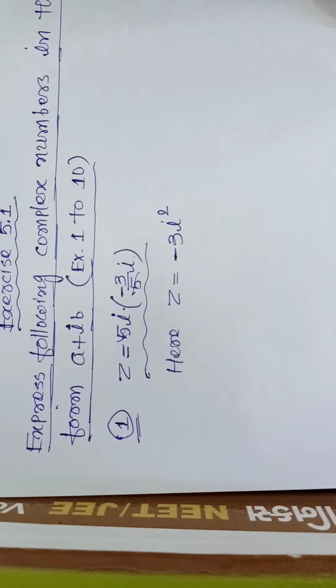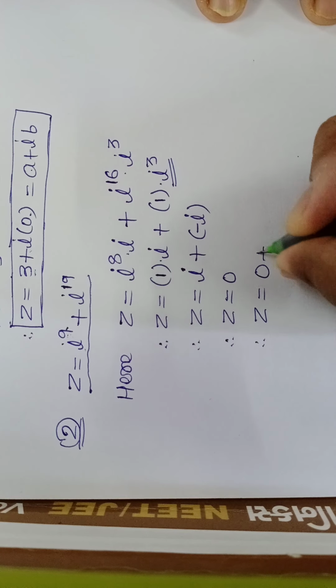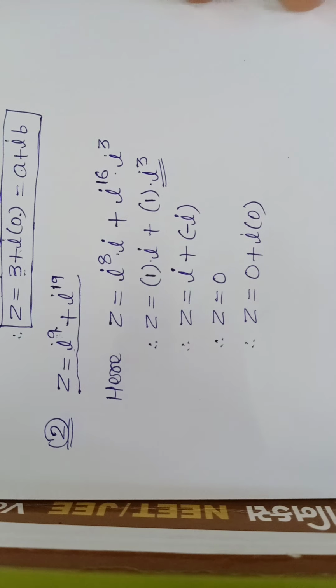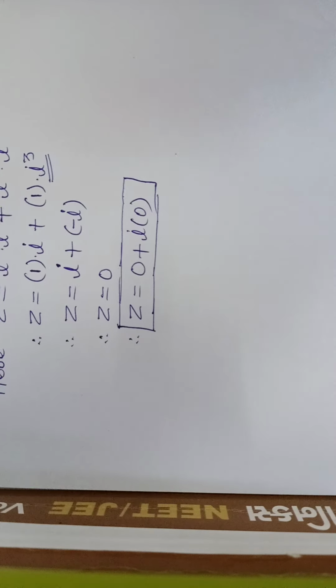Actually this complex number is 0, and yes, 0 is also a complex number. We may write it as 0 plus i into 0. So z is equal to 0 plus i into 0, which is the complex number 0, and this is your answer. Now the third one.